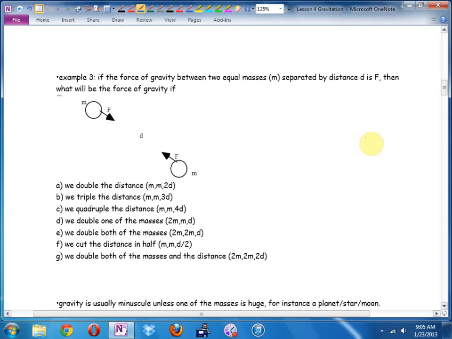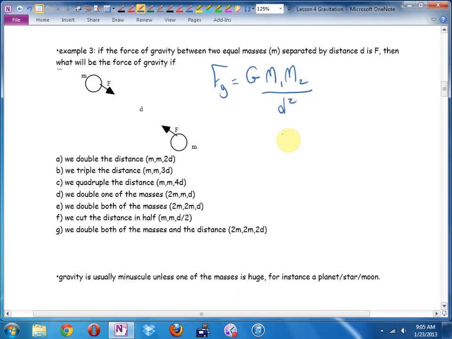So, example 3. Let's rewrite the equation. The equation was Fg equals big G m1 m2 over r squared, or d squared. By the way, we're going to replace the d with an r eventually when we start looking at orbits, because orbits are circular, and why not call it a radius? We'll flip-flop between d and r.